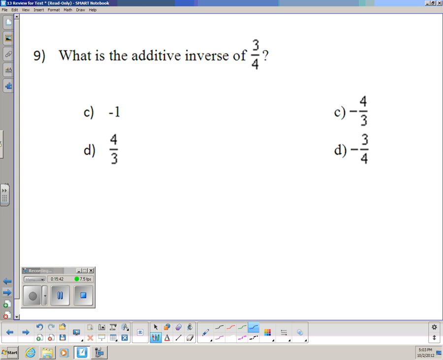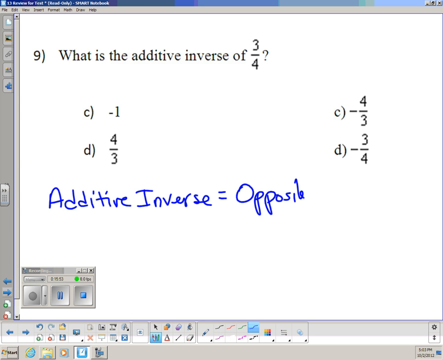All right, number 9 says, what is the additive inverse? The additive inverse is just another way to say opposite, which means change the sign, but don't flip. So basically, the reciprocal is flip, but don't change the sign. The opposite is change the sign, but don't flip.